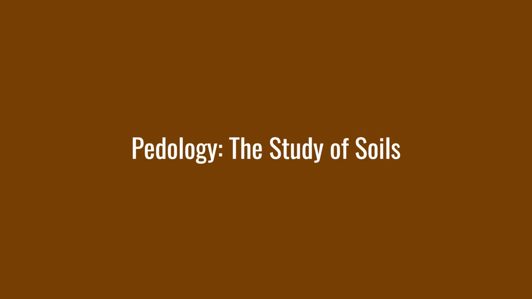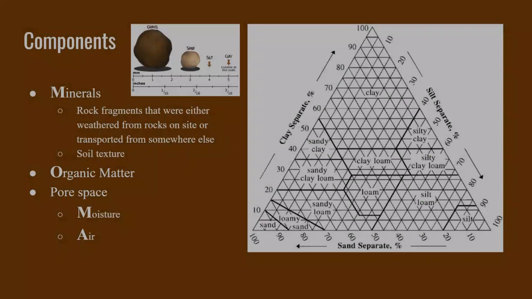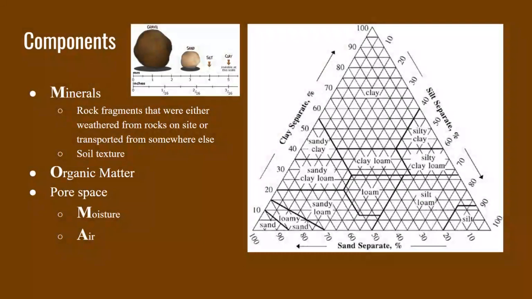And lastly, they are a surface for building structures such as roads and the house or apartment that you live in today. Now, the components of soil can be remembered through the acronym MOMA: minerals, organic matter, moisture, and air, the latter two falling under the category pore space.